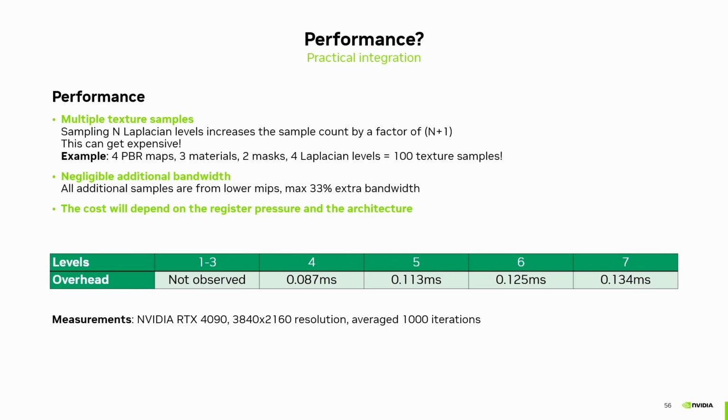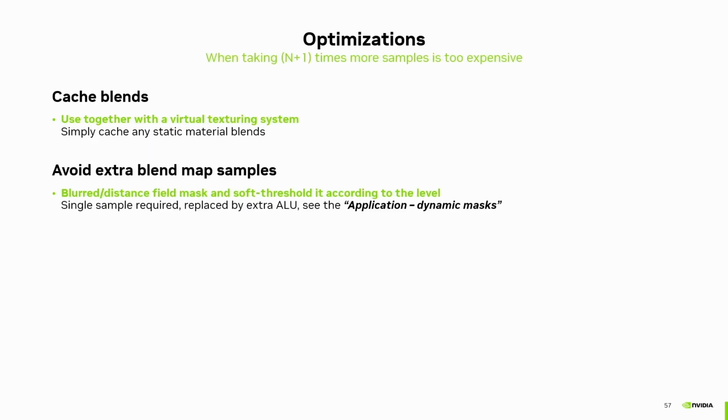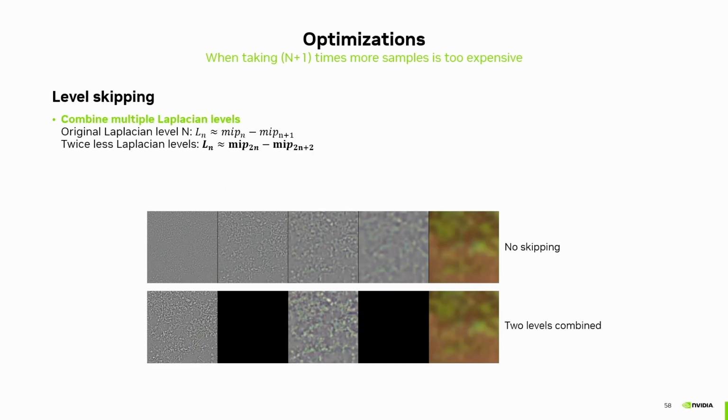So some suggestions on how to improve it. One that I find not very satisfactory, but it's possible: you can always cache blends, especially if you have a virtual texturing system. You can use this soft mask technique to avoid taking additional blend map samples. But the main and most interesting optimization technique is that you can actually skip some Laplacian levels.